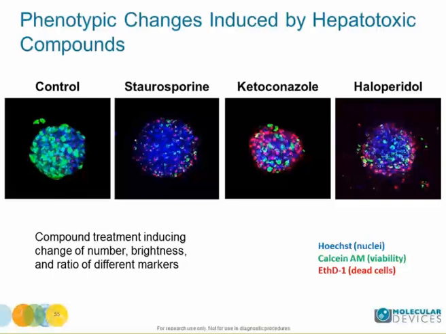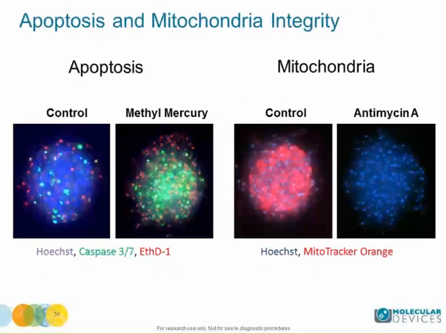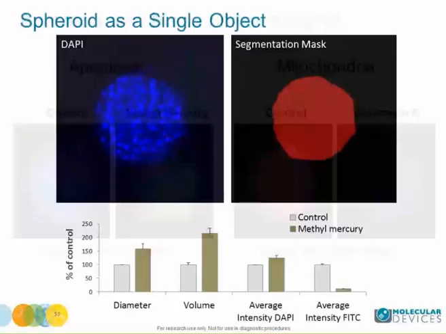You can also evaluate apoptosis or mitochondria integrity using the appropriate dyes. Spheroids treated with compound increase number of apoptotic cells, which are positive for caspase 3/7. And in other example, you can see decrease of MitoTracker Orange, which stains cells with intact mitochondria.